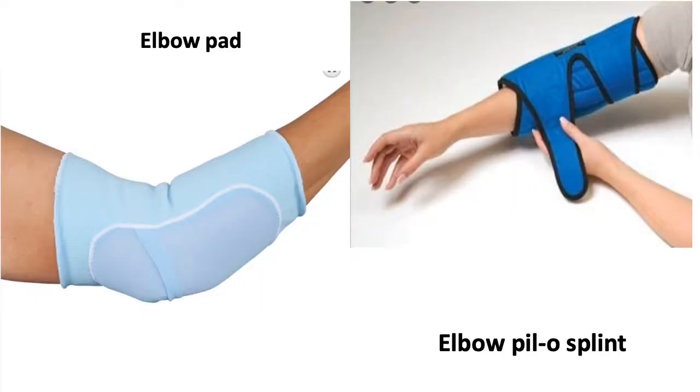If you have osteoarthritis in your elbow, an elbow pad can be used to protect your elbow during the day, and a pillow splint can be used at night.